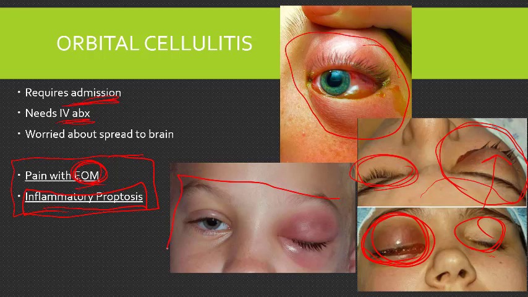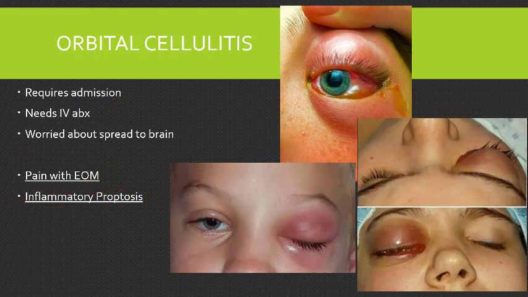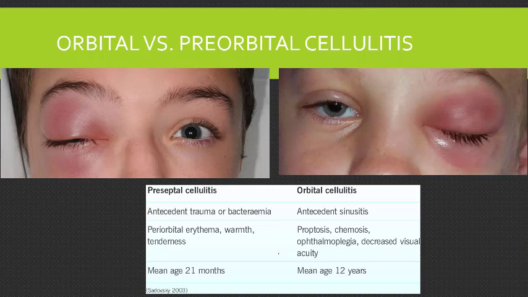Most of these patients are going to be kids, and they're actually going to look more like this. You can't tell the difference between orbital cellulitis and preseptal cellulitis without an exam. Let me say that again. You can't tell the difference between orbital cellulitis and preseptal cellulitis without an exam. For example, one of these kids has orbital cellulitis and one of them has periorbital cellulitis, or preseptal cellulitis. They look the same.